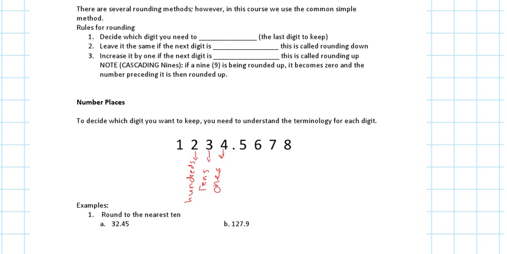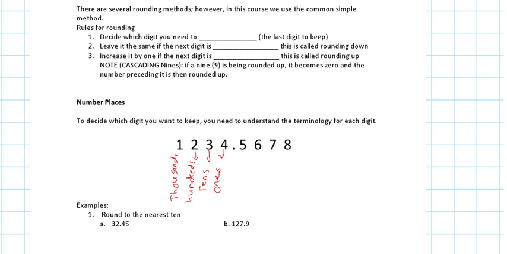So if I'm reading this number, whatever is before the decimal is 1,234. So this is your thousands, hundreds, tens, and ones.